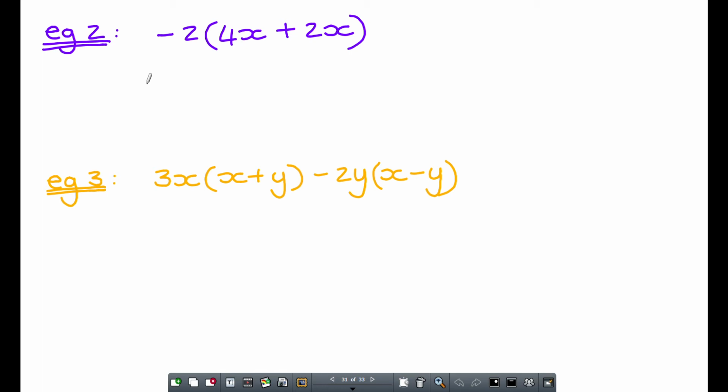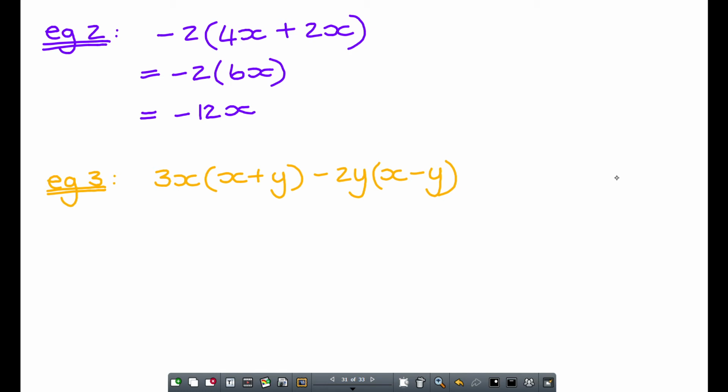So this would then be minus 2, and then I keep my bracket. And then 4x plus 2x is going to give me 6x. I could add because they were like terms. And now I can say minus 2 times the 6x will give me minus 12x. Any questions there? Okay, let's look at example 3.